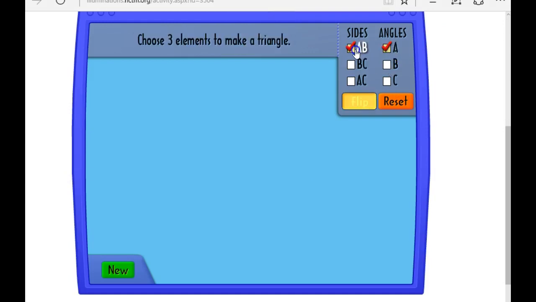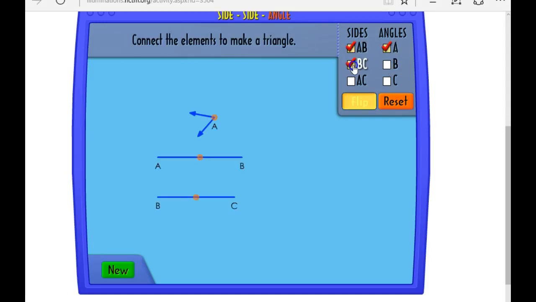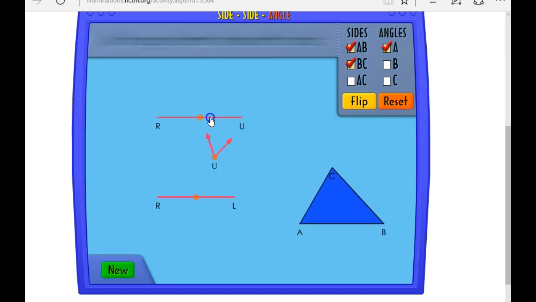Angle, side, side. All right, so here's my angle. Here's my side. And then here's my other side. They make a triangle, of course, right? Now here's the question. If I use the same angle and the same two sides, will it always work and give me the same exact triangle? So that's what we're going to find out right here, right now.